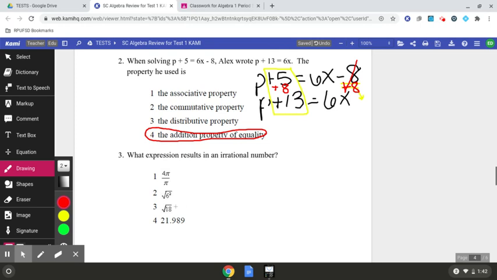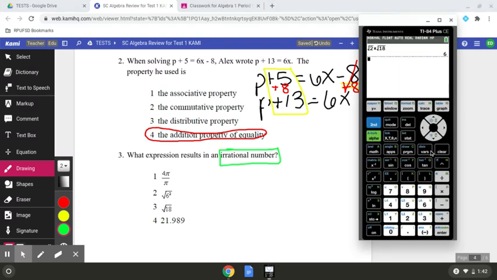Okay, number 3, which expression results in an irrational number? So now I'm looking for an answer that gives me that crazy response in my calculator. So again, I'm going to put these in my calculator. To put a fraction in our calculator, there's 2 ways to do it. We could do it with division, or we could use alpha y equals and hit enter. And you'll physically see the fraction now.